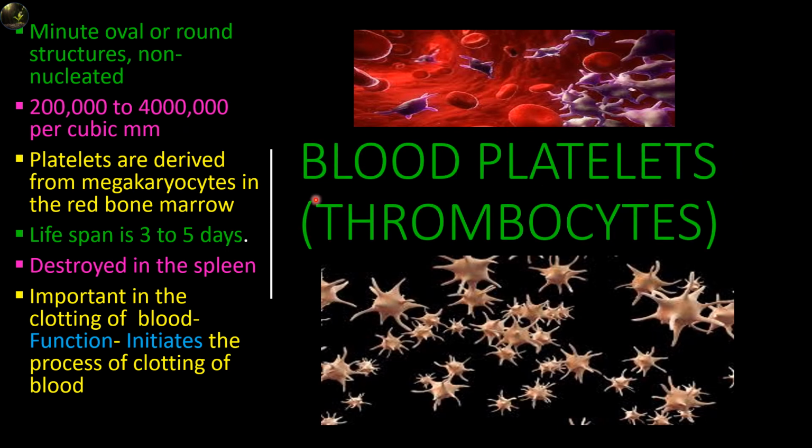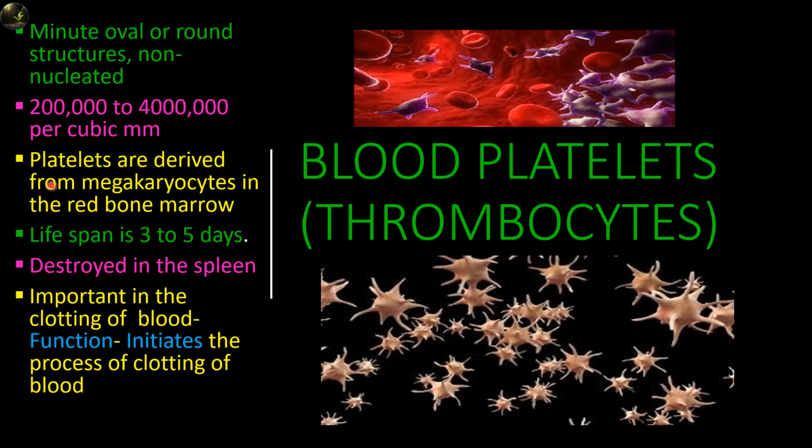Blood platelets, the technical term is thrombocyte. This is the third cellular element present in blood. The other two you already learned, RBC and WBC. Let us discuss the features of blood platelets. They are minute oval or round structures. They are non-nucleated, there is no nucleus in platelets. Very minute and oval in shape. You can see 2 lakh to 4 lakh platelets per cubic millimeter of blood.